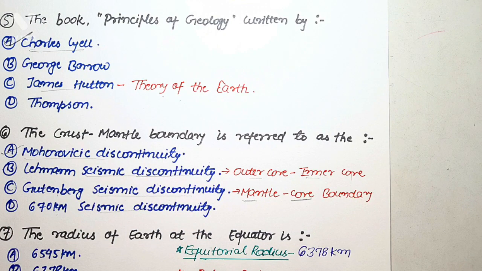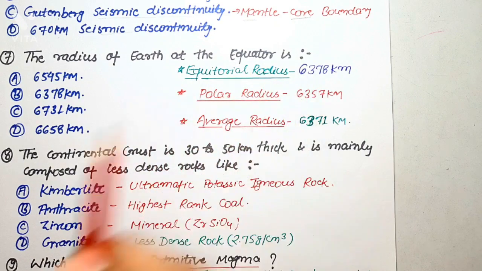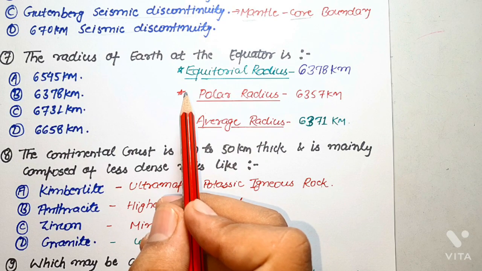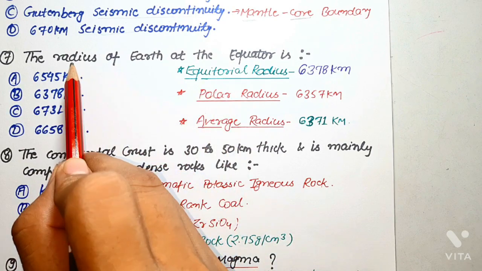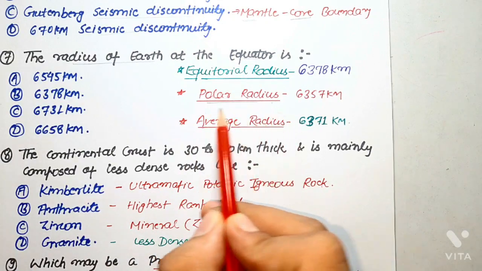Now the next question says, the radius of the earth at the equator is. So this is a very basic question. If you are a geology student, you should know the radius of earth not only at the equator but also the polar radius and also its average radius.